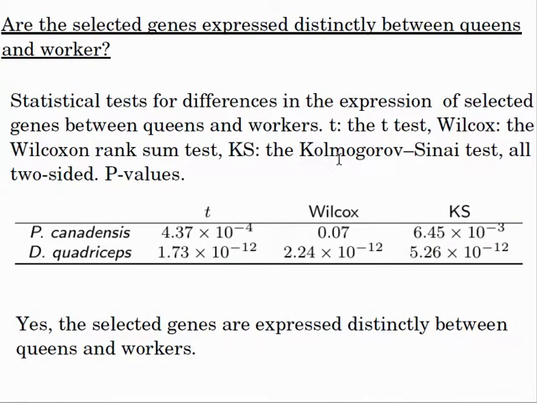Then we can apply the statistical tests again to check if these genes are distinct between the queens and workers. Again, excluding one case where we use the Wilcoxon rank sum test, for other cases the three statistical tests identify the distinction between the workers and queens for two species. Thus, basically, we have successfully identified the genes which are expressed distinctly between queens and workers.